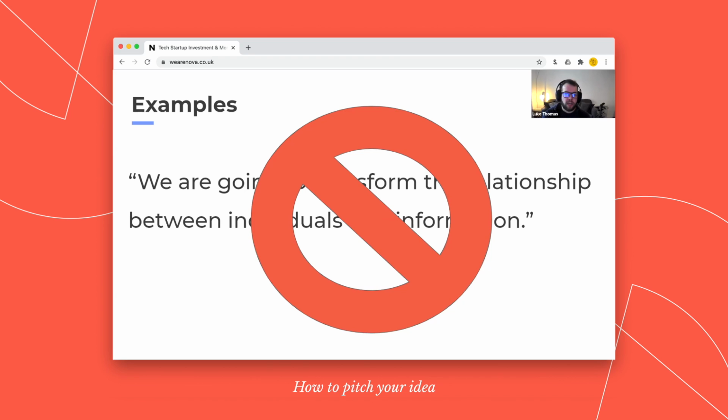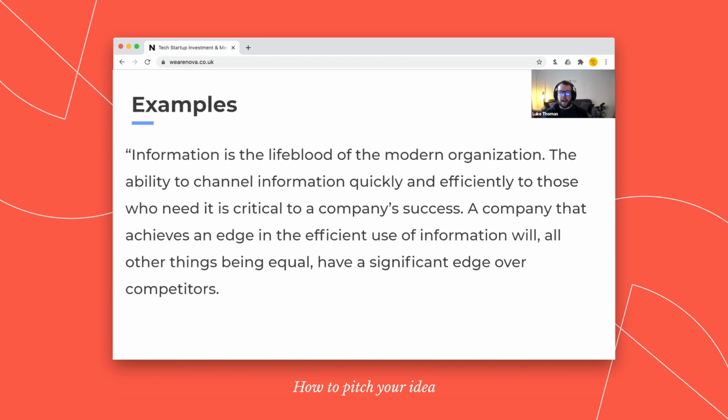Here's another example of the type of stuff we get. I don't really want to read this, but: information is the lifeblood of the modern organization. The ability to channel information quickly and efficiently to those who need it is critical to a company's success. Blah, blah, blah. So this is someone who, right from the beginning, is quite defensive about their position. They're trying to explain to me how important information is within the modern organization, how if we had a better system for information, we would beat our competitors and we would be brand leading.